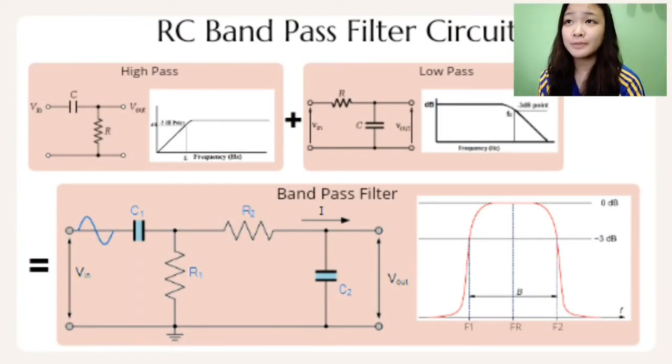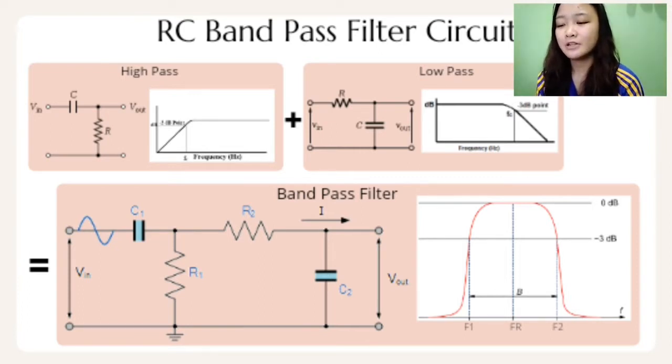Next, I'm going to explain the RC bandpass filter circuit. From the top at the left side of this slide, you can see the high-pass filter, where high frequency will flow right through the capacitor, but the capacitor will block the low frequency. Meanwhile, on the right side is the low-pass filter, where we need to switch the resistor and the capacitor, so we have the circuit like this.